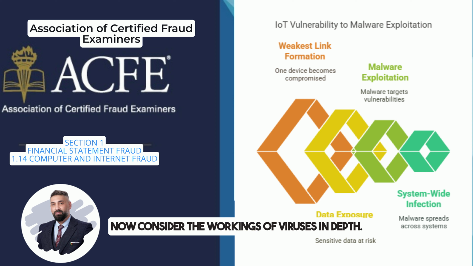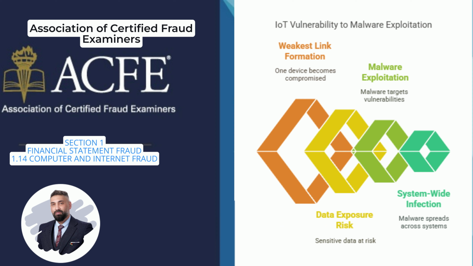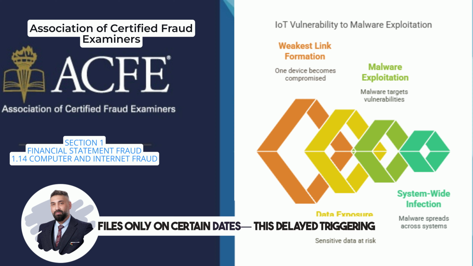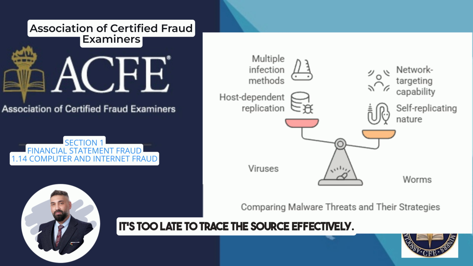Now consider the workings of viruses in depth. Much like biological viruses, computer viruses replicate and infect hosts, modifying programs and spreading across systems in dormancy or when triggered by specific conditions. Viruses evolve in phases, starting as dormant code until activated. Take, for example, a program that begins corrupting files only on certain dates. This delayed triggering ensures it remains hidden, wreaking havoc only when it's too late to trace the source effectively. The damage that viruses cause spans multiple layers.